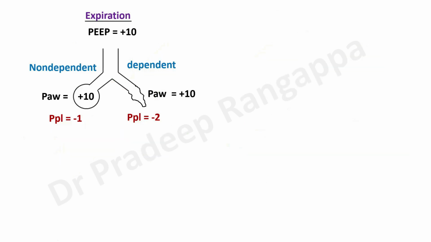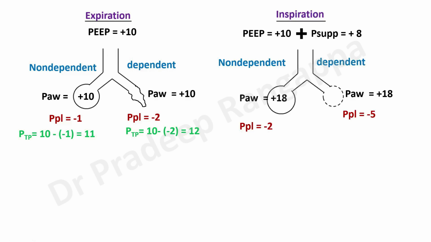So now a clever registrar comes, he's added a PEEP of 10. So that's good. So expiration, it's not a problem. So expiration, you've given 10 of PEEP, so transpulmonary pressure is 11, or 12. But during inspiration, you are hoping it will open up. So yes, you put a PEEP of 10 and you put pressure support of 8. So 10 plus 8 is 18. So your transpulmonary pressure becomes 20 on non-dependent. Dependent, because you've added pressure support, transpulmonary pressure becomes 23.